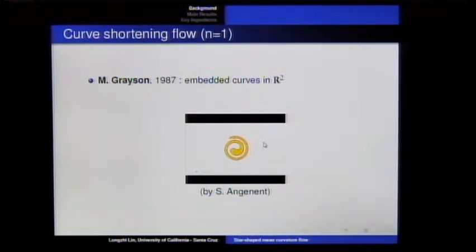You can see in a movie made by Angenent that if you start with a very complicated closed curve, winding around very much, it still becomes convex in finite time. And then once it becomes convex, it shrinks to a round point. Okay, so that's the one-dimensional case. It's relatively well understood.